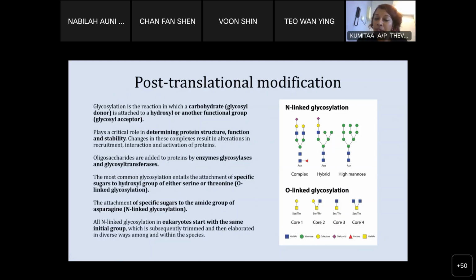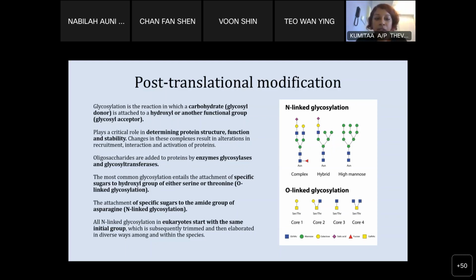It is very important because it helps determine your protein structure, folding, function, and stability. So if anything is changed, even if you have the exact amino acid sequence, but you don't have proper glycosylation or structure formation, you end up with something completely different.